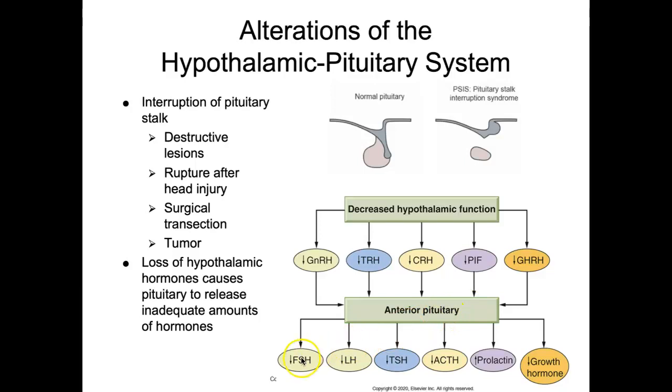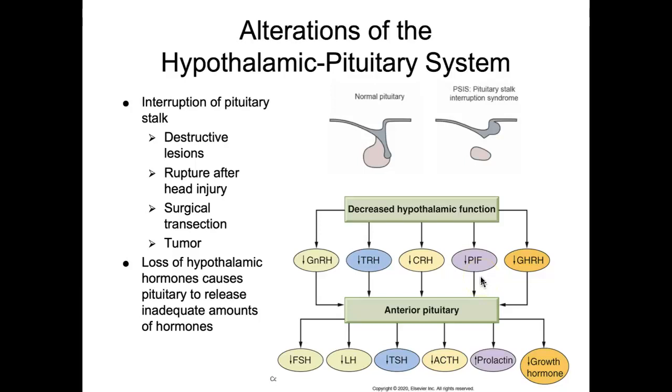So as a result, we are going to have decreases in FSH, LH, TSH, and ACTH. But notice how we have an increase in prolactin, and that's because the control of prolactin is predominantly inhibitory by the hypothalamus, which is what we were saying up here, through dopamine.